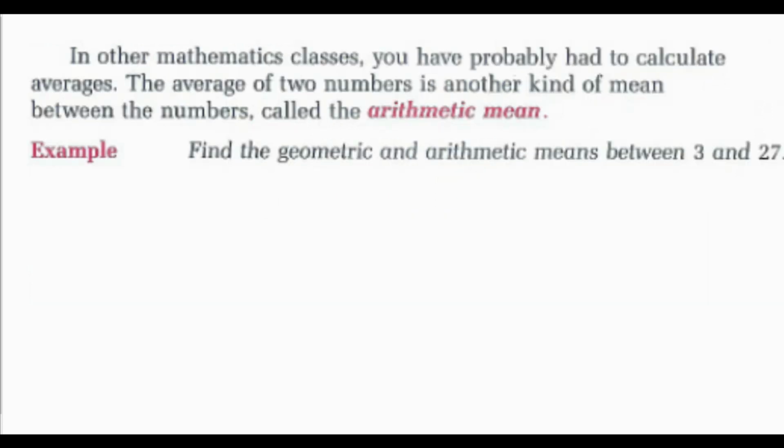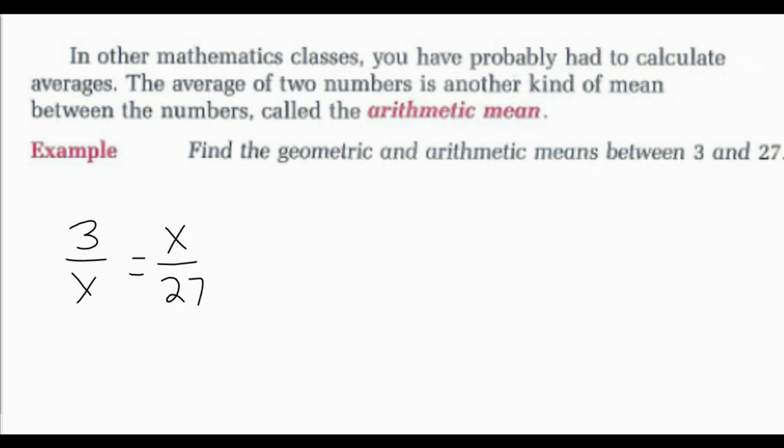In other mathematics classes, you probably have had to calculate averages. The average of two numbers is another kind of mean between the numbers called the arithmetic mean. We want to find the geometric and arithmetic means between 3 and 27. So if I want to find the geometric mean, I'm looking for the proportion that will make each ratio the same, where 3 and 27 are my extremes. So 3 over x is going to be equal to x over 27.